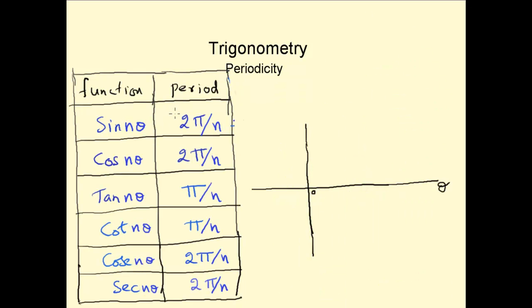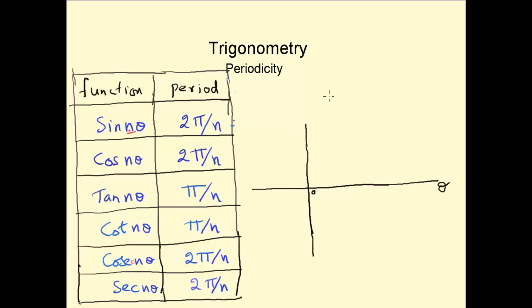Here is a generalized formula for finding the period of multiples of angles on the trig functions. The period for sine n theta, where n is a real number, is 2 pi over n, and cos n theta is 2 pi over n, tan n theta is pi over n, cot n theta is pi over n, cosecant n theta is 2 pi over n, and secant n theta is 2 pi over n. We just divided the original periods of the trig functions by the multiple of the angle.